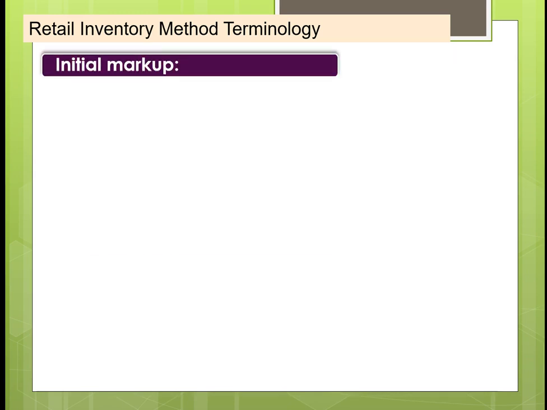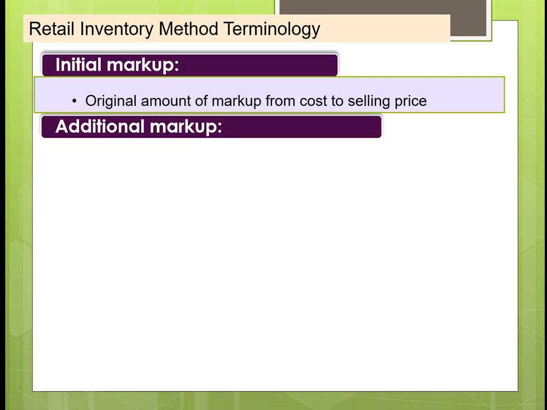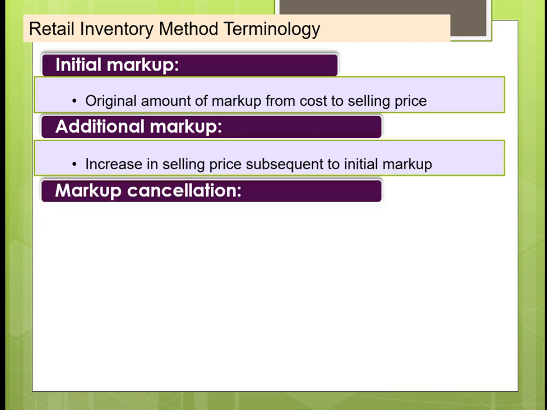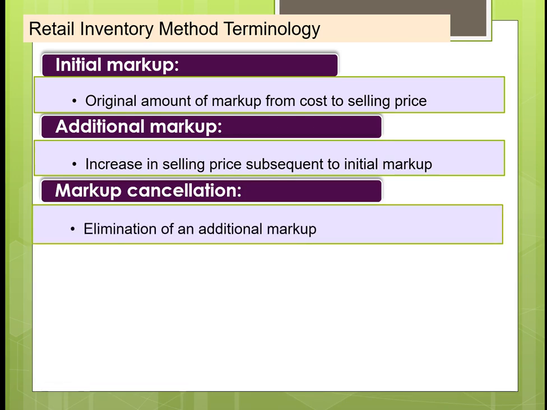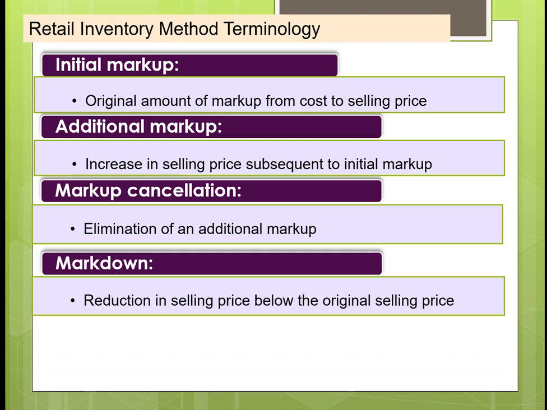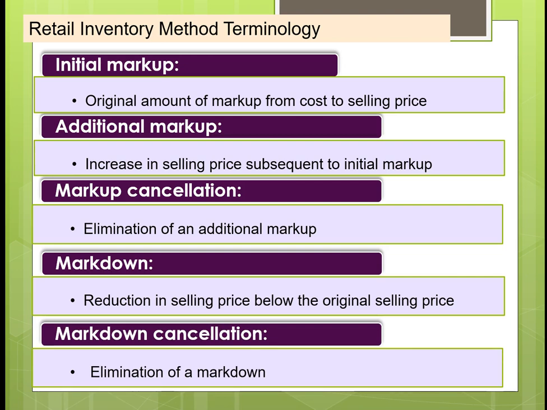Now, the retail inventory methodology, some of the terms. We have initial markups, which is the original amount over the cost of the selling price. We have additional markups that are increases in selling price subsequent to initial markup. Then we have markup cancellations, elimination of an additional markup. We have markdowns, reduction in selling price below the original selling price. And then markdown cancellations, elimination of a markdown. So these are just some terms they throw around, but you need to know where you put them when you do the calculation.